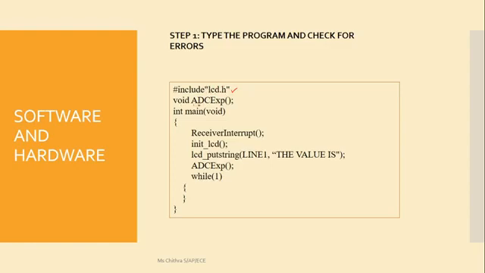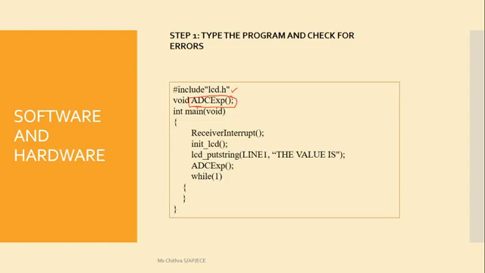The next line is void ADC experiment. This is like a predefined command. If I mention the command ADC experiment, my CooCox will understand that it has to proceed with the analog to digital conversion process.